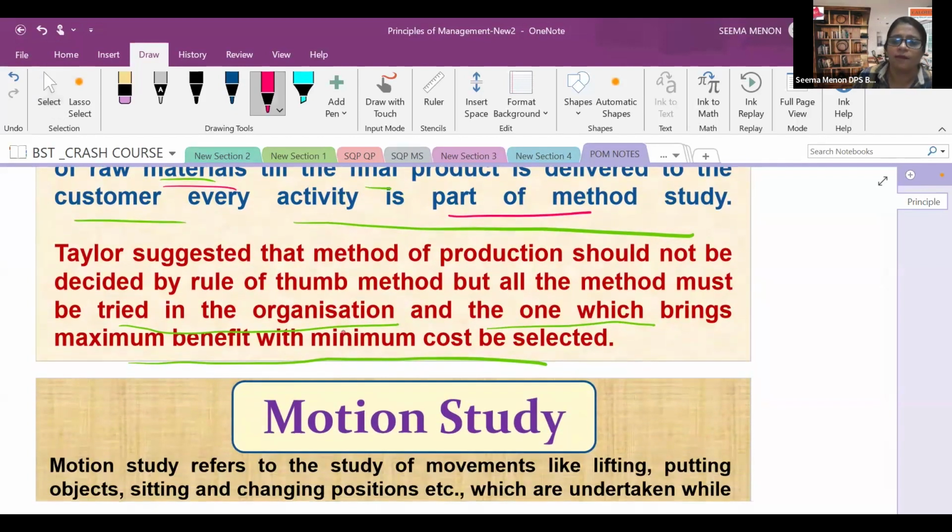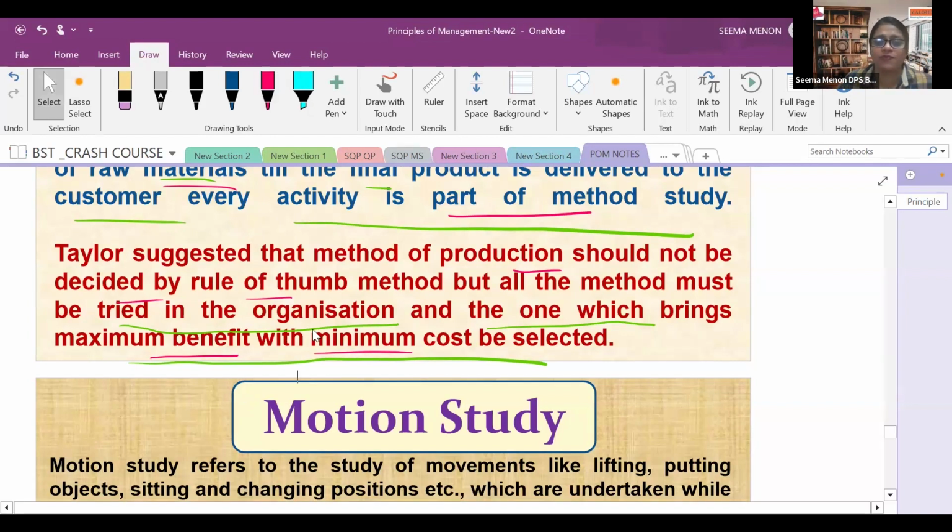Taylor suggested that the method of production should not be decided by rule of thumb. All the methods must be tried in the organization. We have to do all on a trial basis, and we have to select the best one that brings maximum benefit with minimum cost. We cannot pick anything randomly. That is called a rule of thumb. That should not be like that. It should be a systematic trial and error way. We have to practice and see which method provides maximum benefit with minimum cost. As per Taylor, that only.